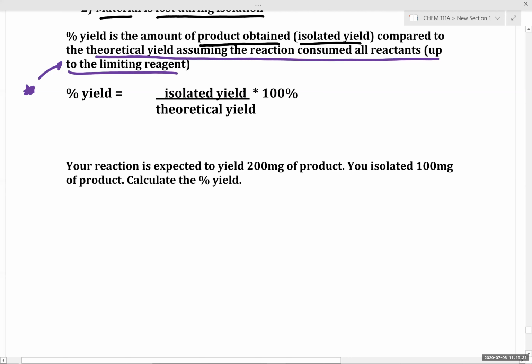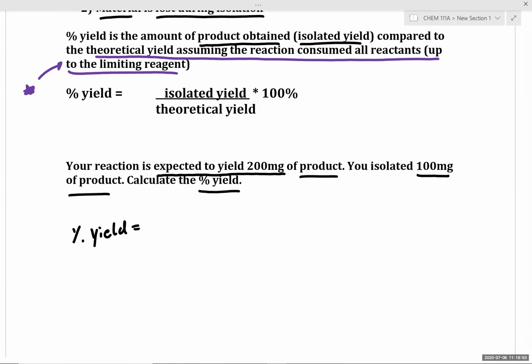Suppose you're in the lab, your reaction is expected to yield 200 milligrams of product. You isolated 100 milligrams of product. What would the percent yield be? Just as a back of the envelope calculation. What would the percent yield be if you expect 200 and you only get 100? Would someone like to respond in the chat? If you expect 200 milligrams and you only get 100 milligrams, what is the percent yield, roughly?